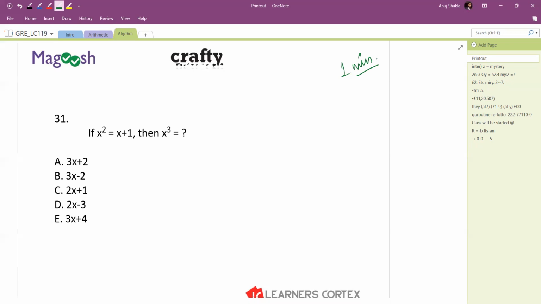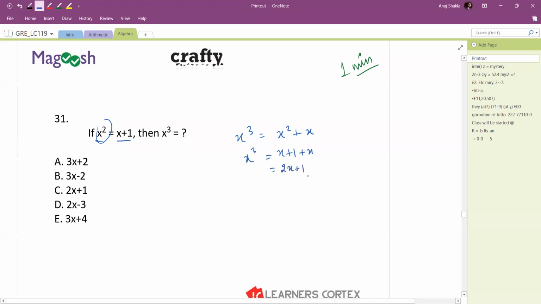Done. See, it is given x square equal to x plus 1. What I'm going to do is multiply x on both sides. So it will become x cubed equal to x square plus x. But from this equation itself, we can say x square value is x plus 1. So put it here, x plus 1 plus x, the value of x cubed is 2x plus 1. So answer is this. This is the first approach.